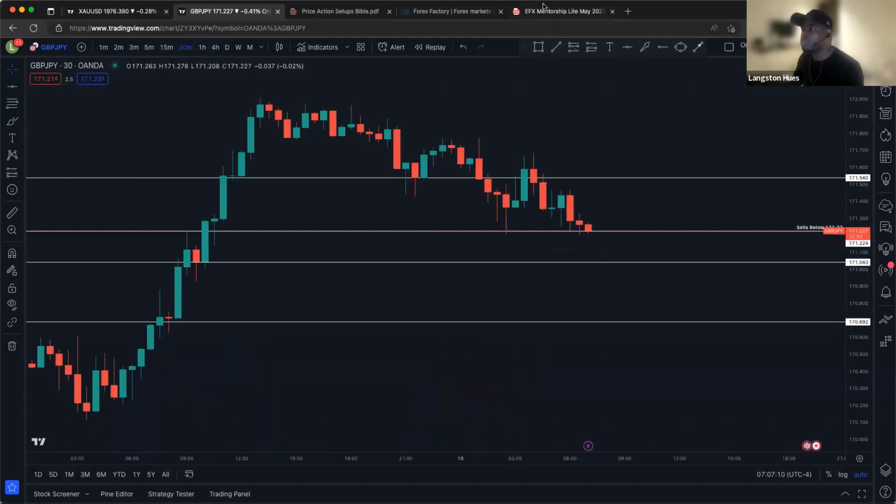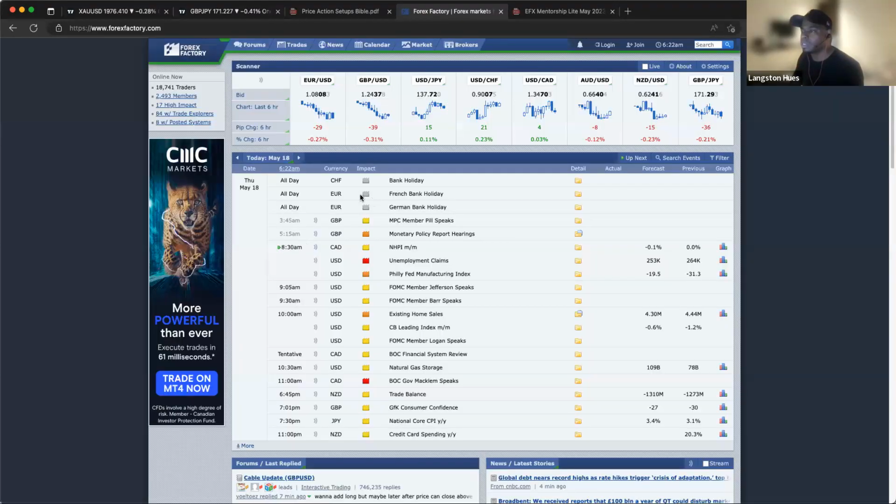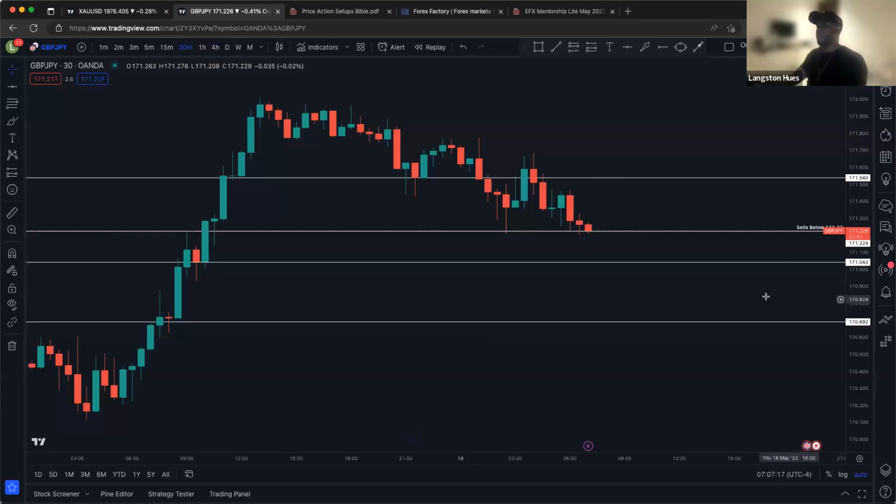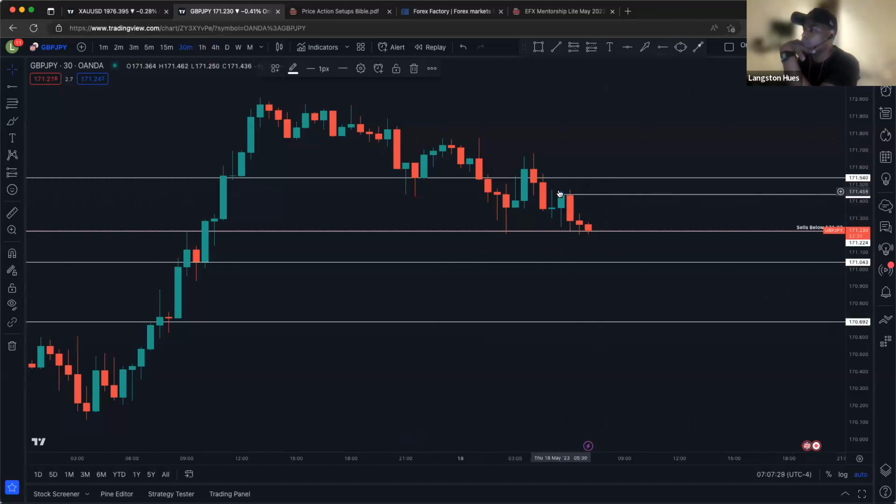But the thing was, what banks? Euro CHF, yeah. Okay. Yeah, these cells are valid. But I would need a closure below here, or I need a resistance formed up here somewhere like I just drew out earlier. That's the only way.